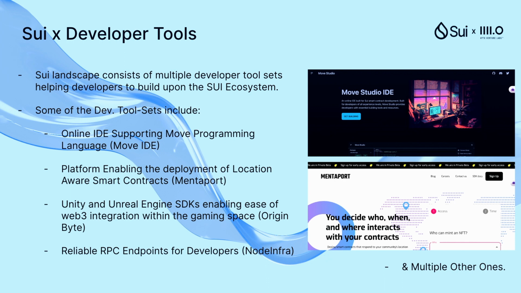They have enabled location-aware smart contracts, which is also pretty cool when it comes to developer tools, and it's really useful. As you all know, those of you in development, it's important for a lot of apps, and the apps could really use that. Like I said, Unity and Unreal Engine SDKs are enabling ease of integration within the gaming space, and there are reliable RPC endpoints for developers like Node Infra, for example, which is also a good tool to have in development.